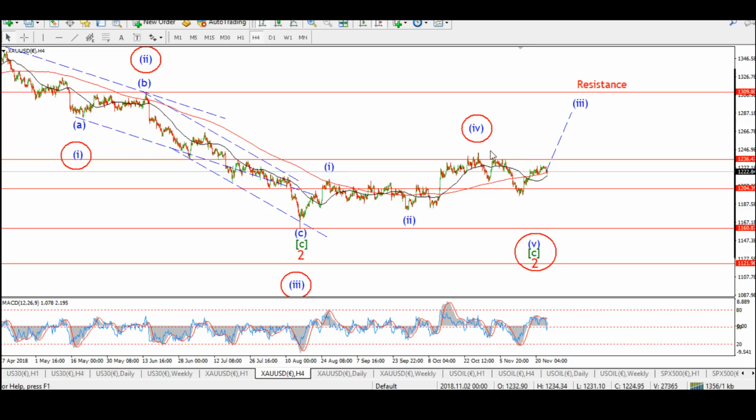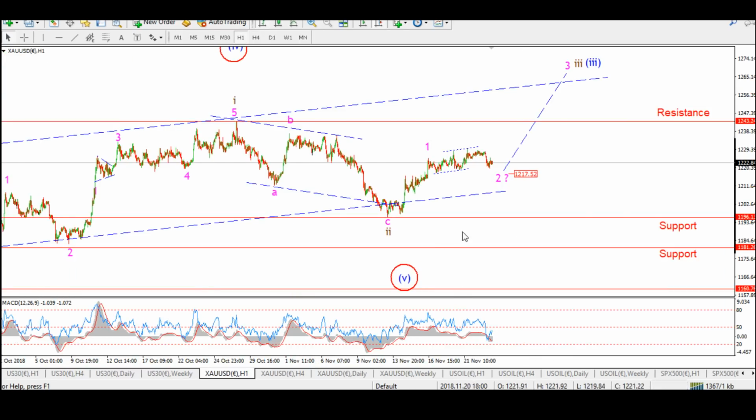If that holds as a correction, then the most recent low at around the 1200 mark. Oh, it's 1191, I think. Let's get to the lower chart. Yeah, sorry, 1196. If that 1196 low holds, I think we are finally moving up into a third wave. You can see here that's the three-wave pattern that I just spoke about. It's within a nice trend channel.